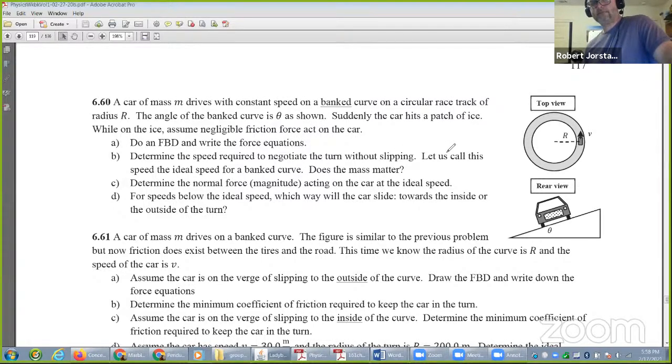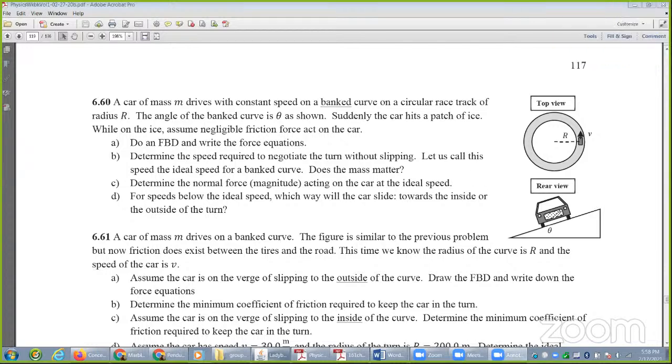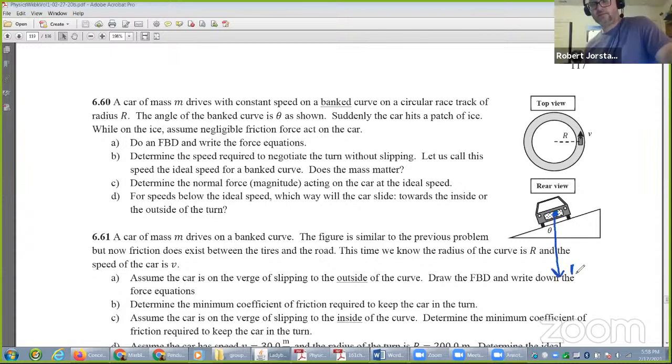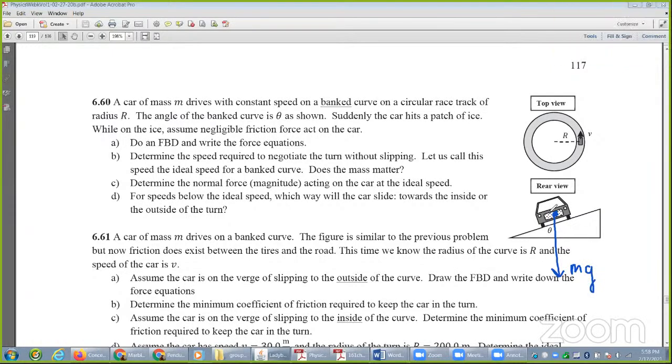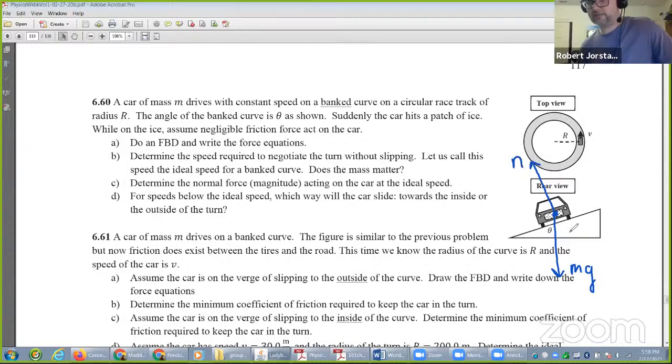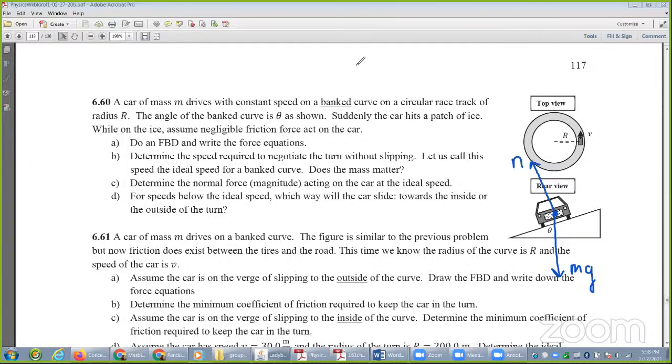All right. Tell me one force acting on the car. Don't overthink it. Gravity. Which way? Straight down, mg. Got it. What else? Normal force. Which way? Perpendicular to the plane, up. Excellent. There's no friction. We're done. Which way is this accelerating?